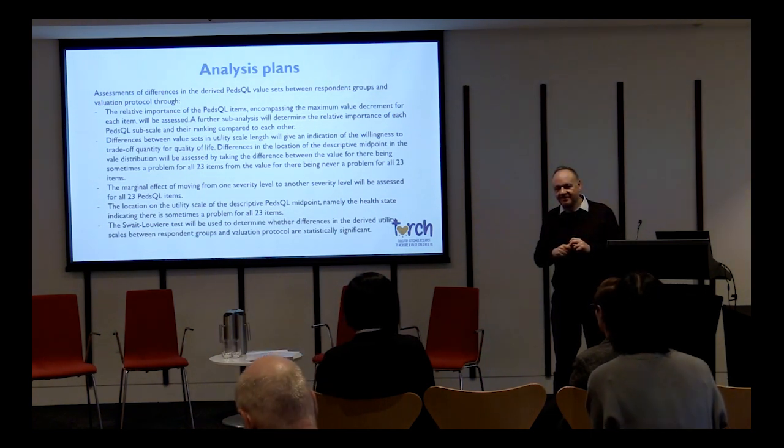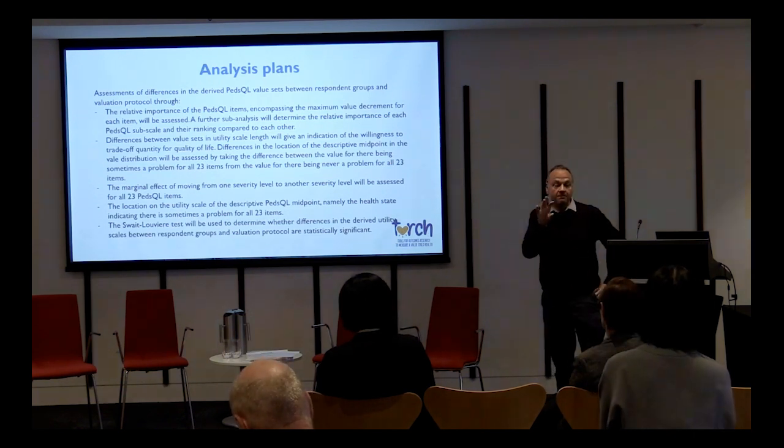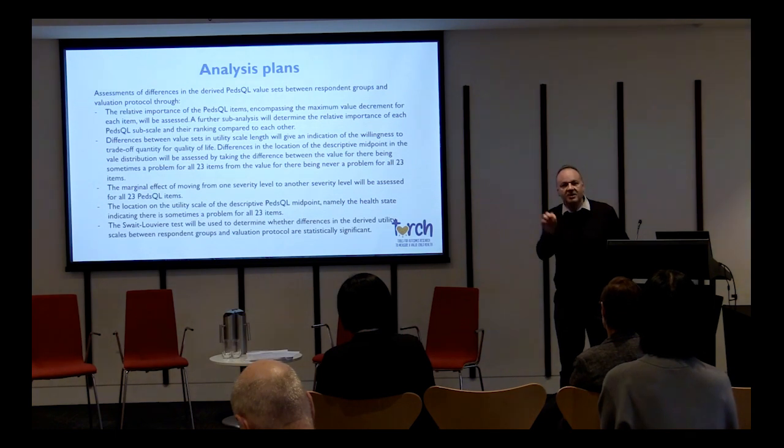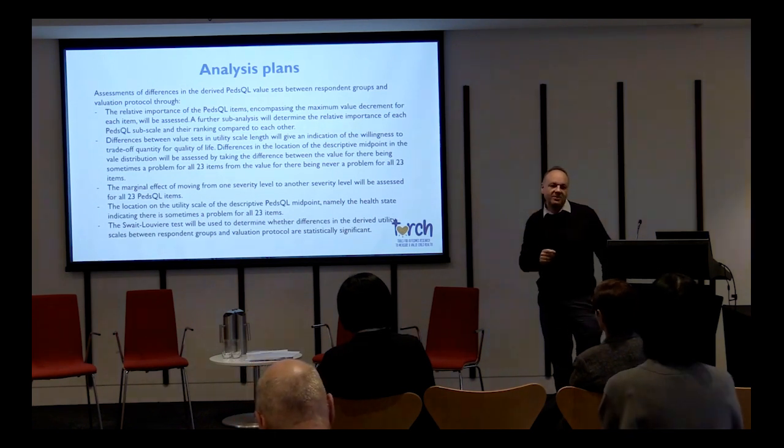So you're not looking to reduce the items? No, this is based on the existing 23 item structure and the levels within each of the items. So be able to estimate the utility decrement moving between one level or another for each of those 23 items.